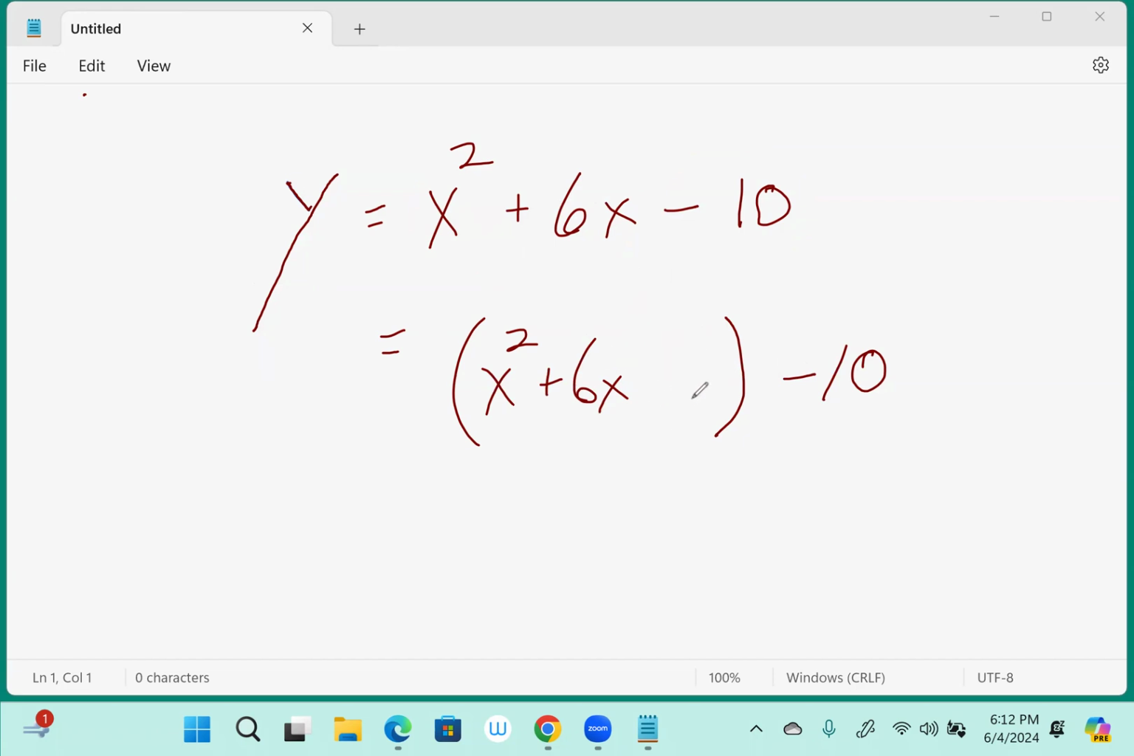And the way you complete the square, have you learned completing the square before? I think so. Okay. Once I see it, I'll know. I think. Okay. What you do is you take.